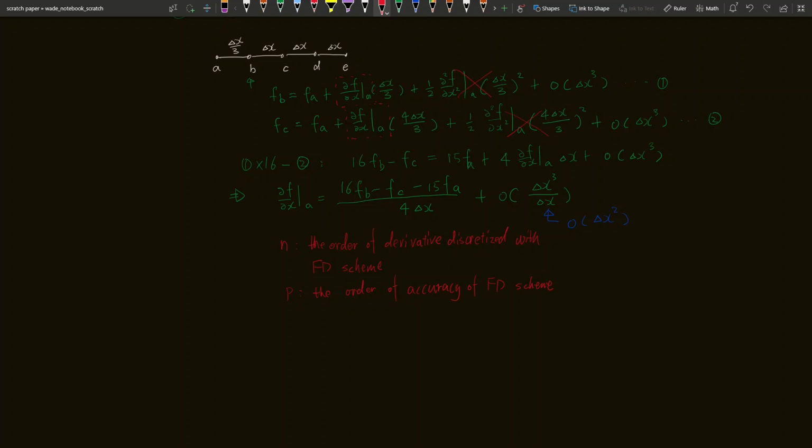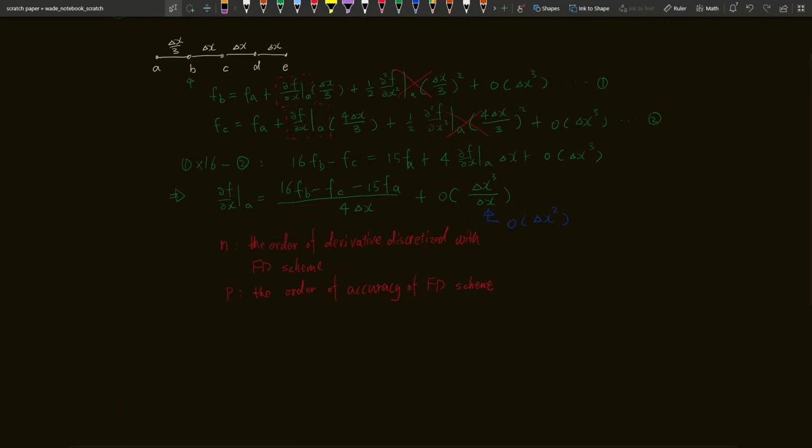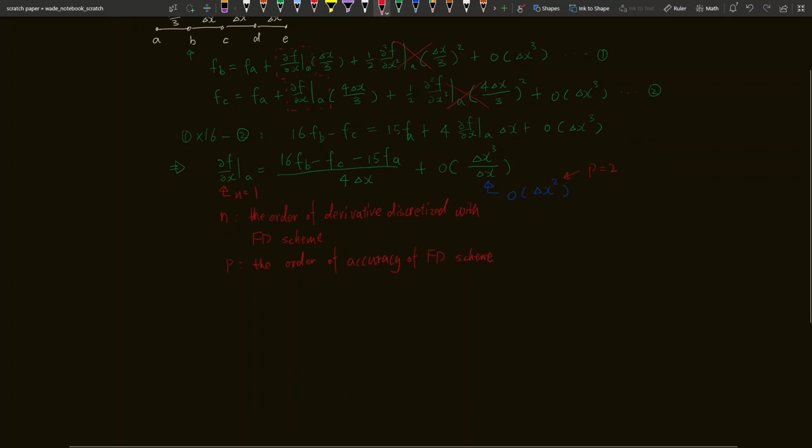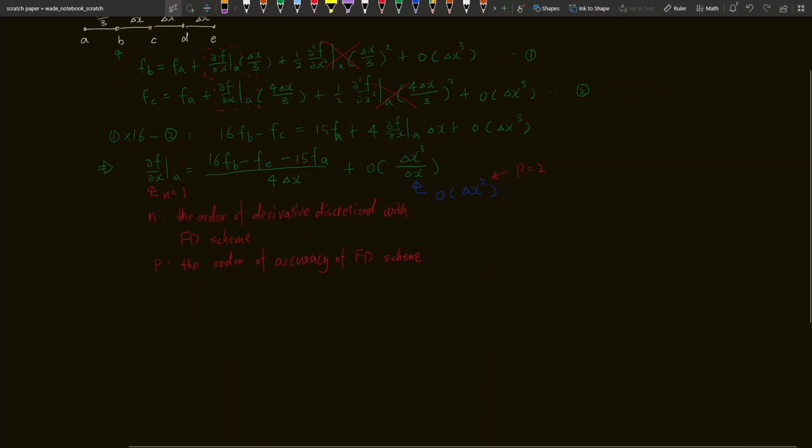So in the above equation, we notice that p equals 2 and n equals 1. But we can see that in the Taylor series expansion, we extend until the cubic of delta x. So how do we get there? We further notice that 3 here equals n plus p.